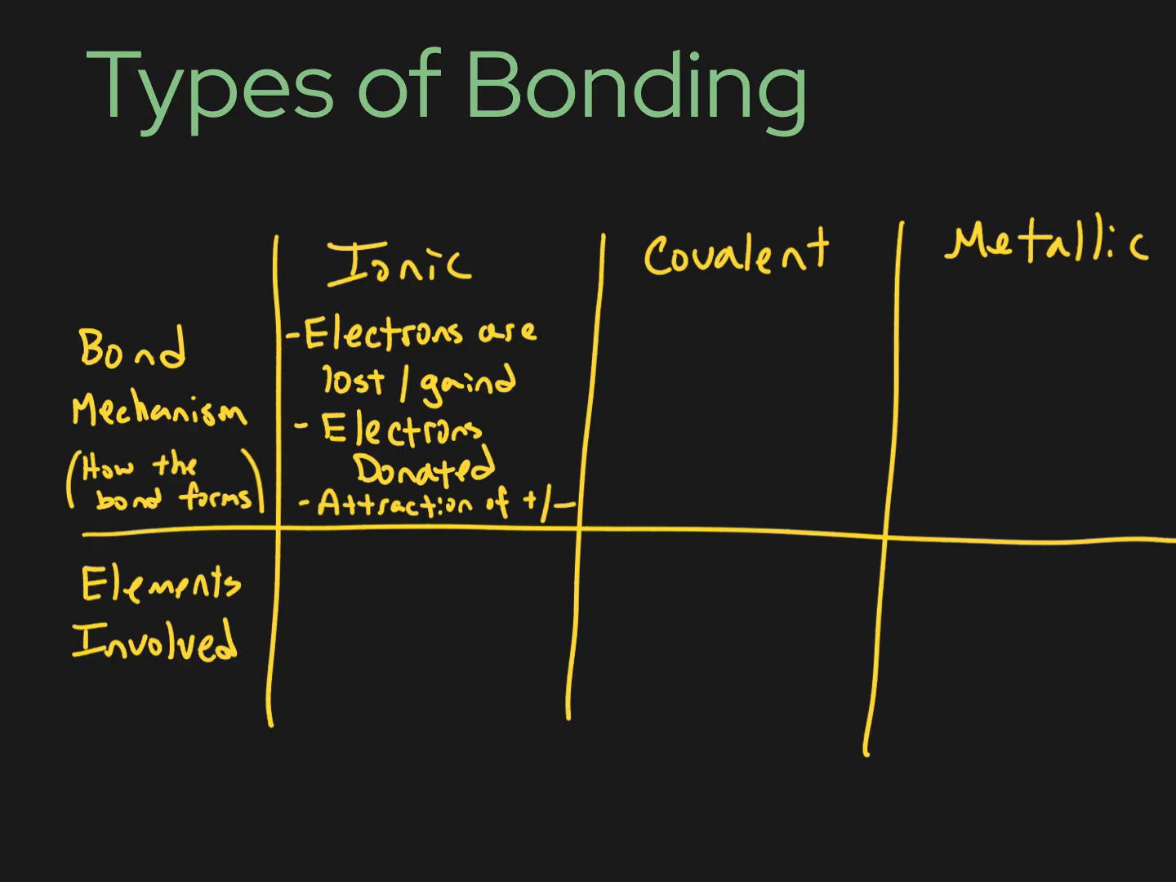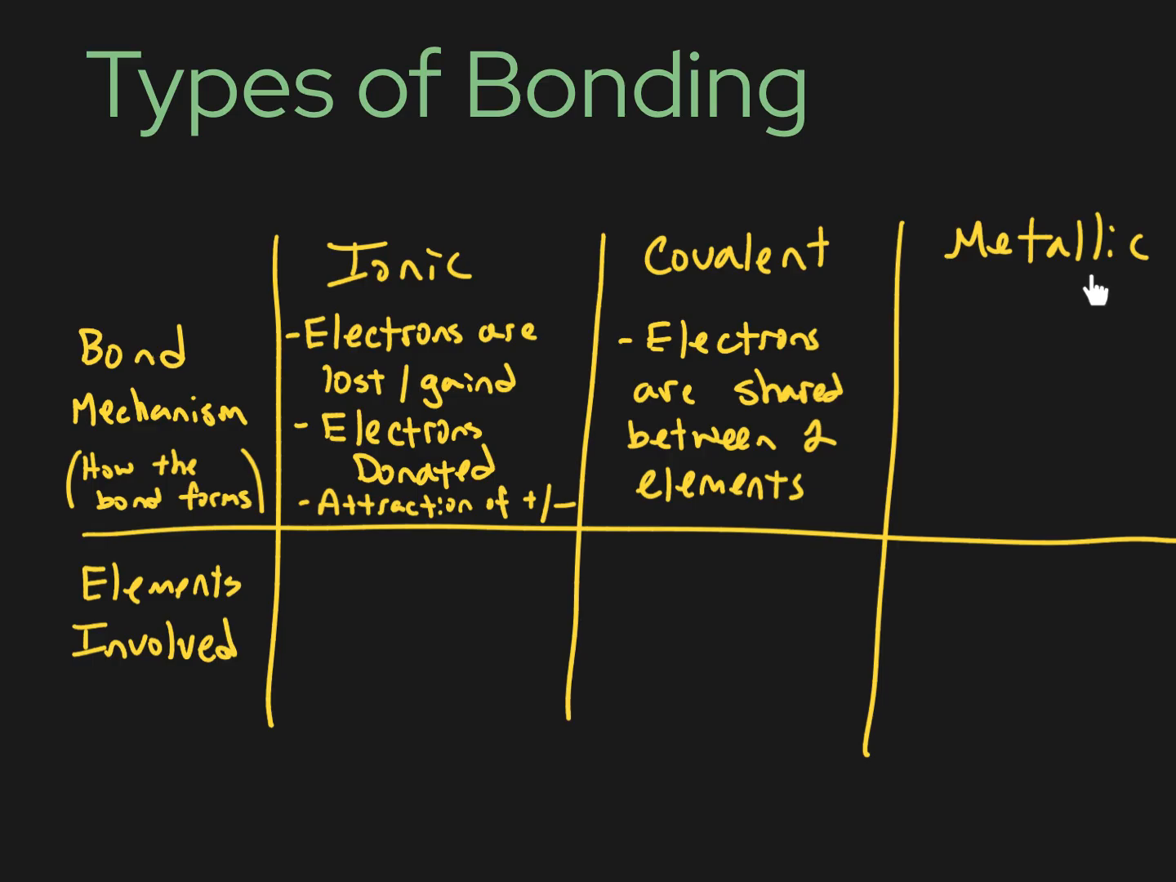Now, in covalent, we typically talk about how the elements involved in the bonding are sharing electrons, so that both elements have equal share over the electrons that are in the bond. And then finally, in metallic bonding, as the name would suggest, metals not just share electrons, but every element shares all of their electrons in what is known as the electron sea model.